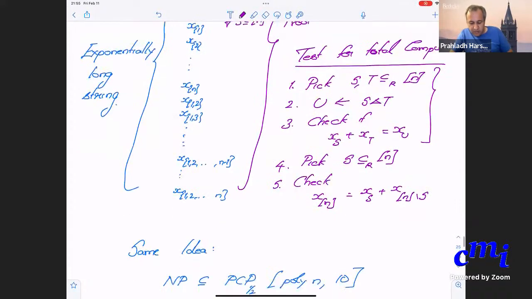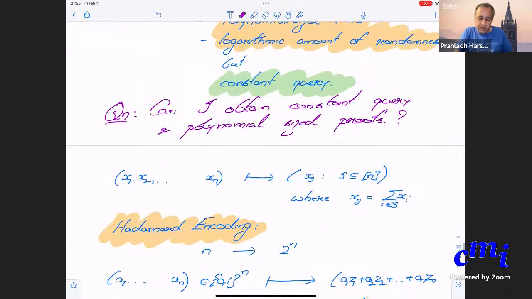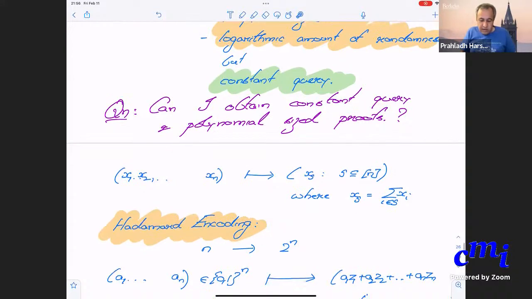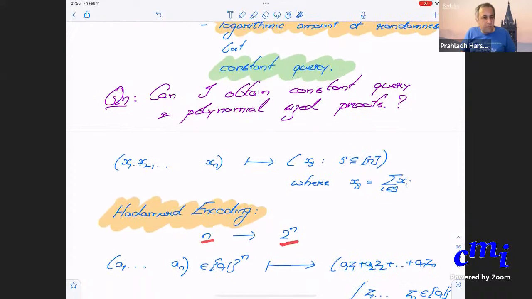So let's just spend a minute or two. What is this encoding happening here? I'm taking an n-bit string and I'm encoding it by a 2 power n bit string. This is n bits long, and this is 2 power n bits long, because for every possible subset S, I'm giving the potential sum. So it's an encoding which takes n bits to 2 power n bits.